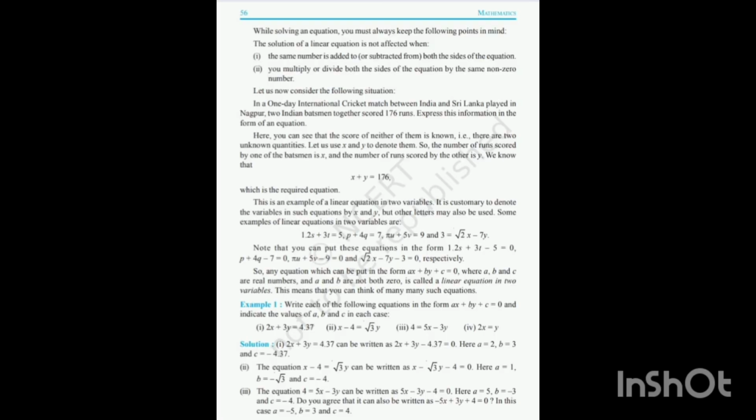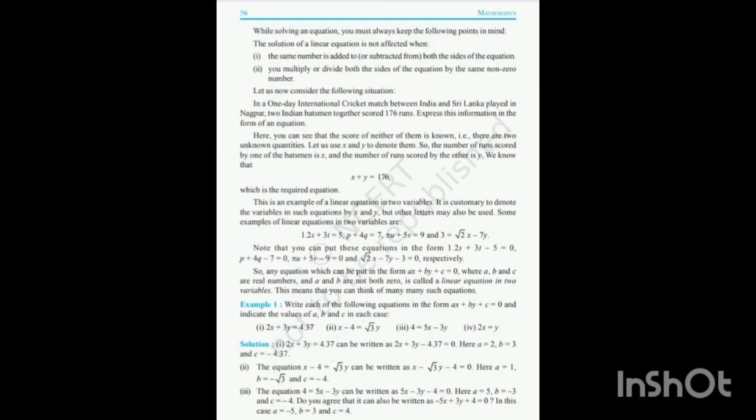Now, what kind of questions are asked for this chapter? For example, write each of the following equations in the form ax plus by plus c is equal to 0, and indicate the values of a, b and c in each case. That kind of question comes. Let's start the exercise.